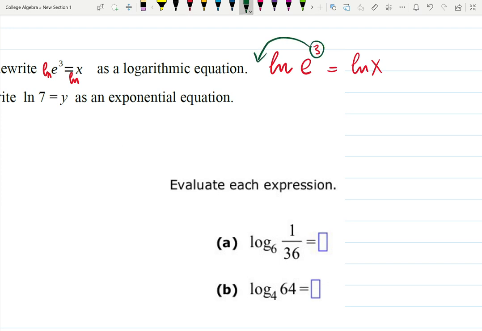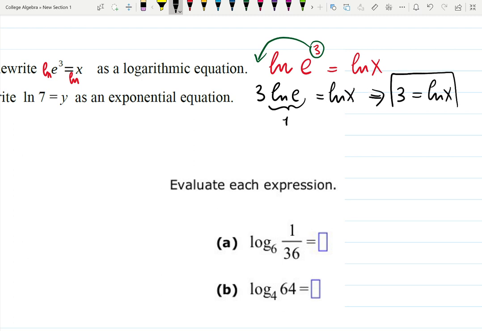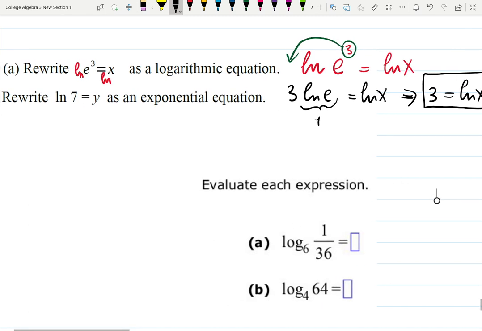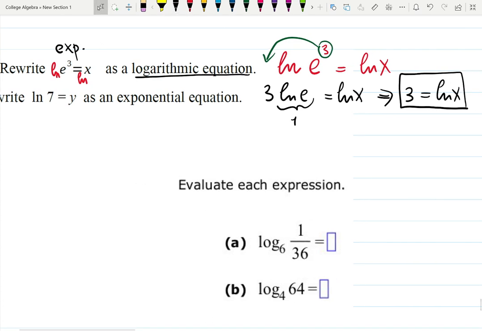If you don't believe me, put 3 down using the properties of logarithms. So it will be 3 ln e, but ln e is 1. So I will have 3 equals ln x, and that's exactly the logarithmic equation. That's what they want me to write down, going from the exponential equation to the logarithmic equation. Here it is. What to do with the second one?